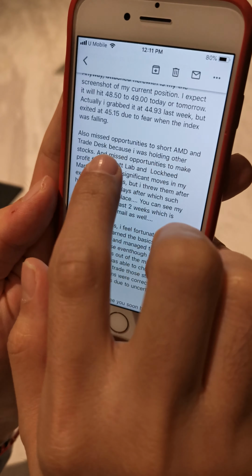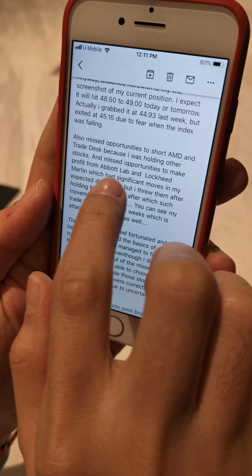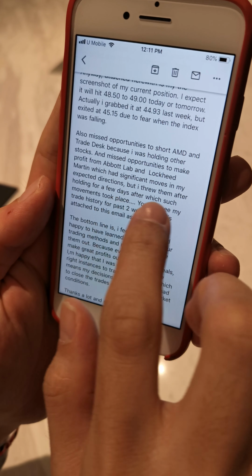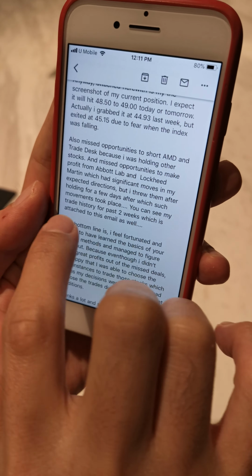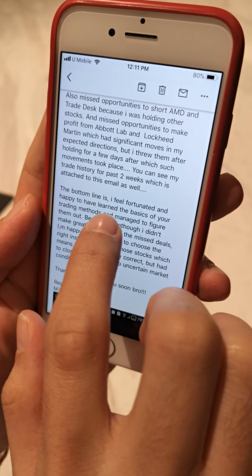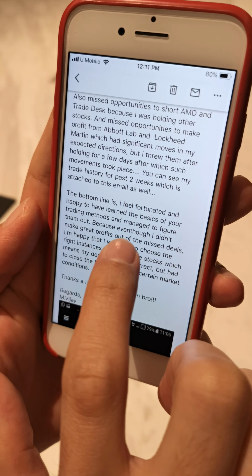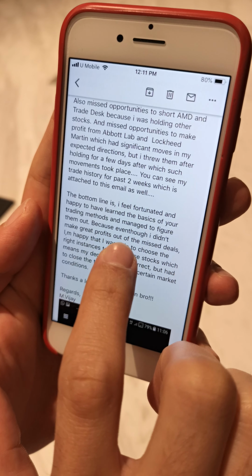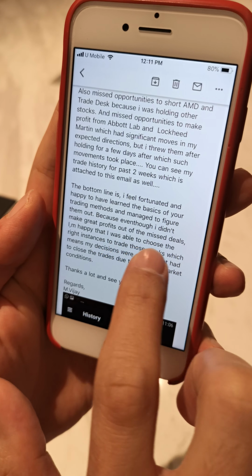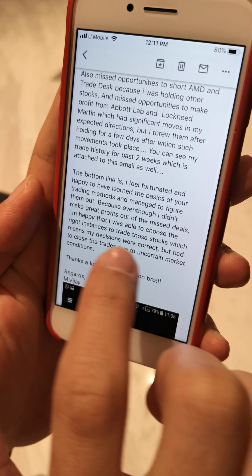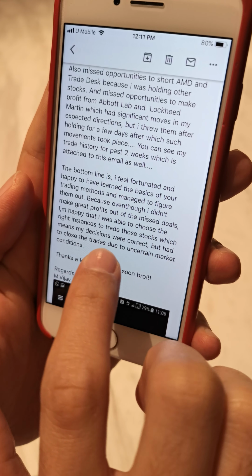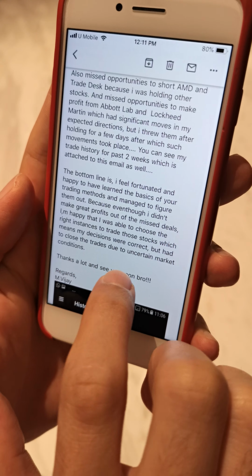Also, I missed the opportunity in the AMD and Trade Desk because I was holding some stocks. I expected the direction and threw them after a few days. You can see my trade history for the past 2 days. Bottom line is, I feel fortunate and happy to have learned the basics from your trading methods. Even though I did not make great profits out of the missed deals, I'm happy that I'm able to choose the right stocks to trade, which means my decisions were correct. But I had to close the trade due to uncertainties.